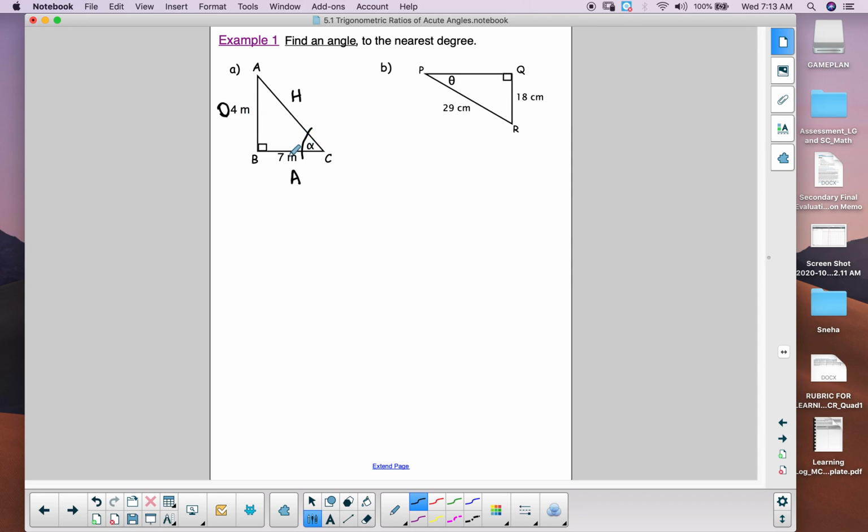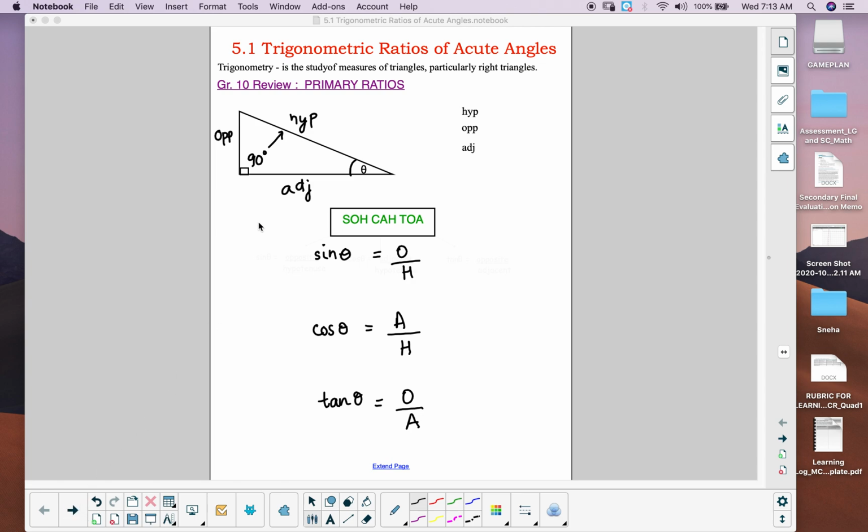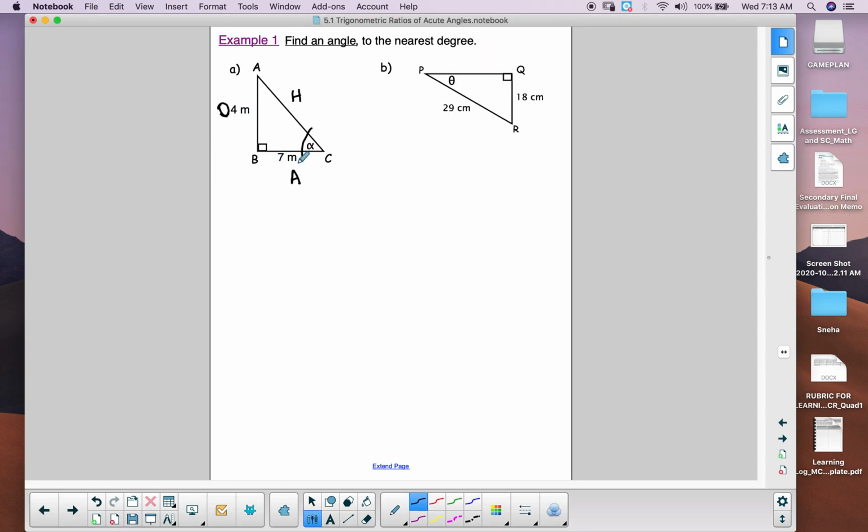Since we're given the opposite and the adjacent sides, we are going to use the tan ratio, because the tan ratio relates opposite over adjacent. So since we have those two given to us in the question, we're going to use the tan of the angle given to us. The angle given to us is alpha, so tan of alpha is the ratio of the opposite side, which is 4, divided by the length of the adjacent side, which is 7. And we're going to take our calculator and determine what 4 divided by 7 is.